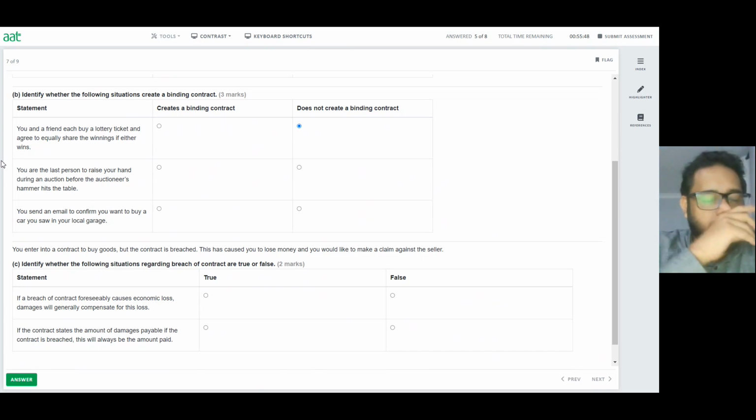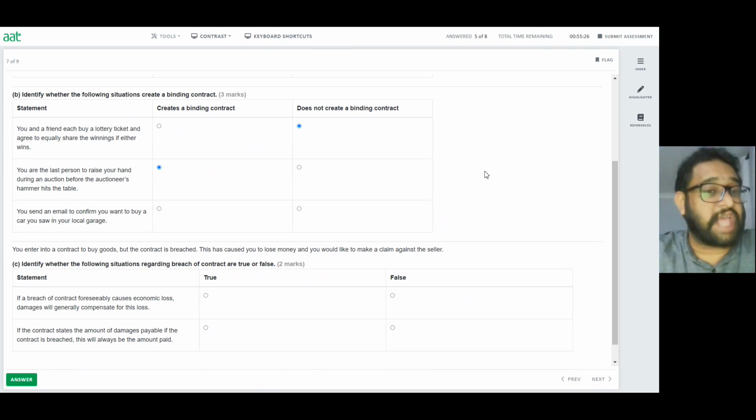And then obviously, once the hammer goes down, you will be liable for that one because you have created a binding contract with the auctioneer there. So then here you send an email to confirm you want to buy a car you saw in your local garage. That does not create a binding contract because it's your intention to buy the car.